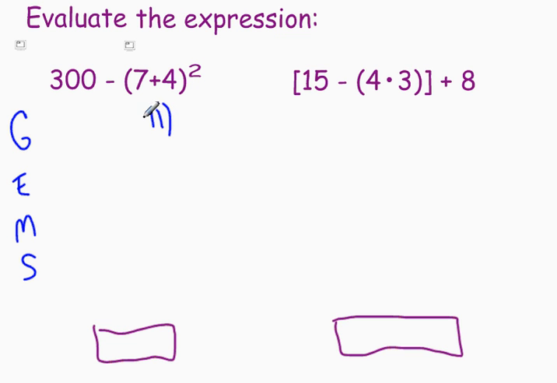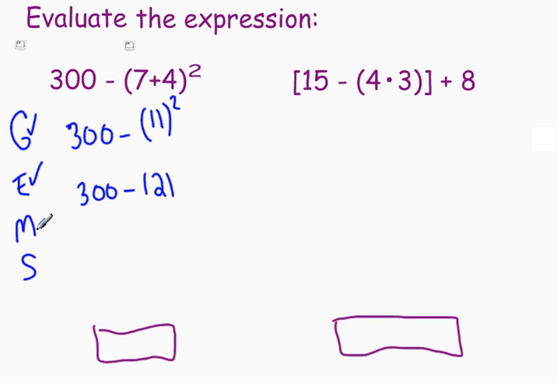So I'm going to write 11. And then I'm going to copy everything else right underneath it, and I'm going to make a check mark here. I've done my grouping symbols. Now I'm going to look for exponents. Are there any? Yes, there's one right here. 11 to the second power is 121. And I'm going to go ahead and copy everything again.